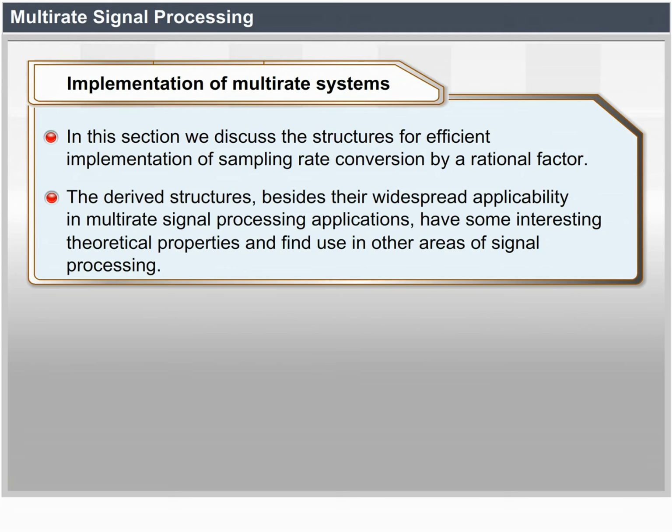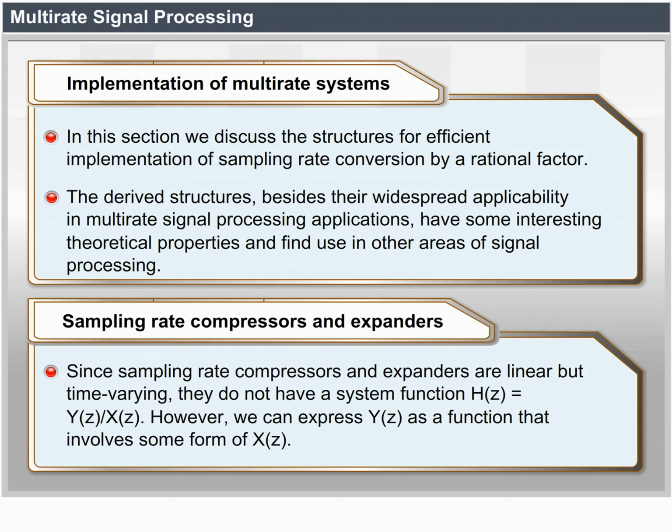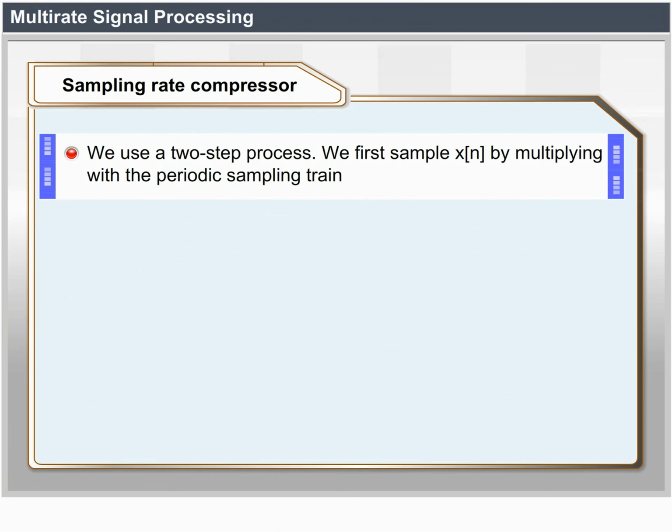Since sampling rate compressors and expanders are linear but time varying, they do not have a system function H(z) = Y(z)/X(z). However, we can express Y(z) as a function that involves some form of X(z). Sampling rate compressor: we use a two-step process. We first sample x(n) by multiplying with the periodic sampling train.